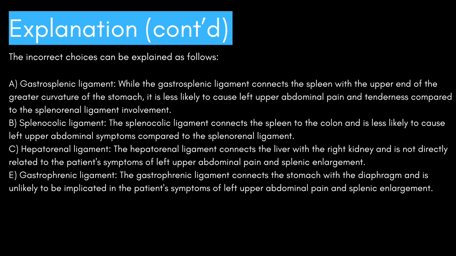E, gastrophrenic ligament. The gastrophrenic ligament connects the stomach with the diaphragm and is unlikely to be implicated in the patient's symptoms of left upper abdominal pain and splenic enlargement. All right, now that we have covered this question, let's move on to look at the next question.